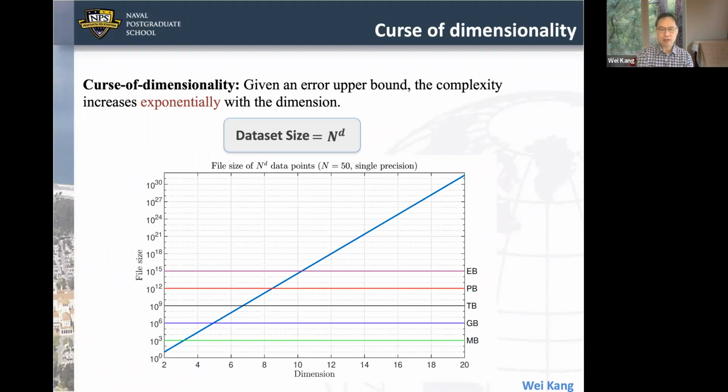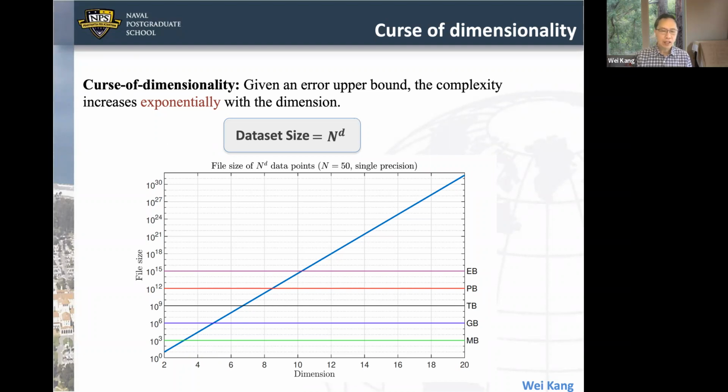So basically, from the graph, it's clear that if you use conventional approximation methods, like interpolation or even spectral methods, once you go beyond 4 or 5 dimensions, things become impossible, unless the problem has special structure or can be simplified in some way. Otherwise, brute force approximation does not work. That is the situation of the curse of dimensionality.